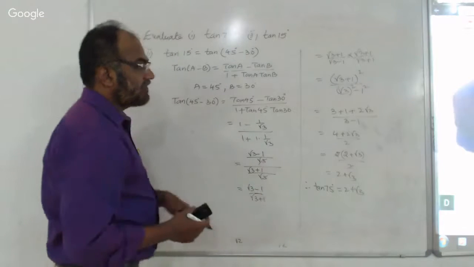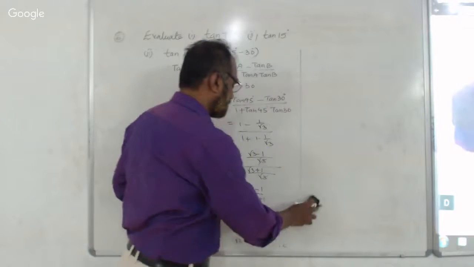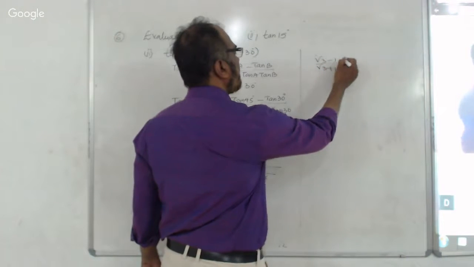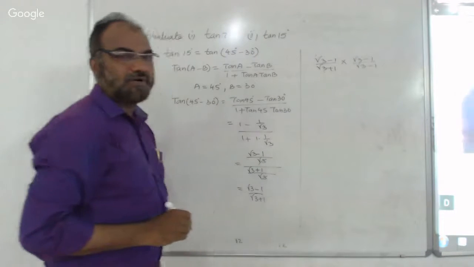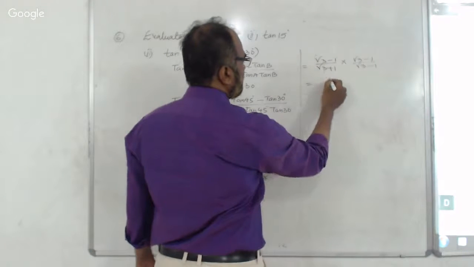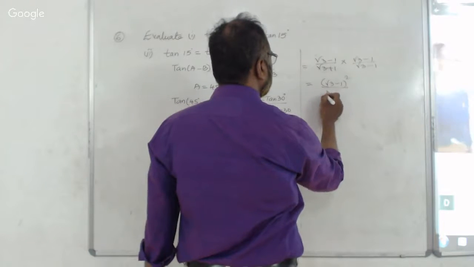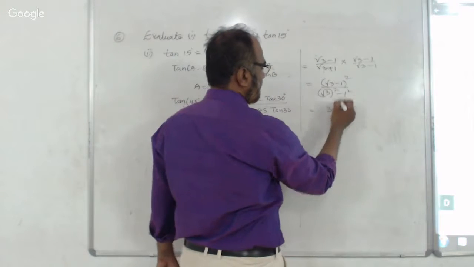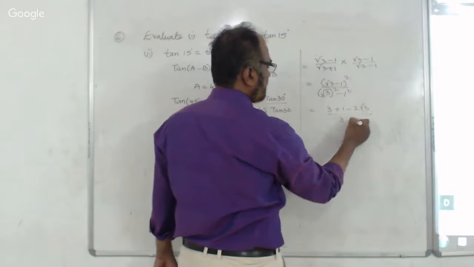Again you multiply and divide by root 3 minus 1. Root 3 minus 1 by root 3 plus 1, I multiply with root 3 minus 1 and divide by root 3 minus 1. The numerator is root 3 minus 1 into root 3 minus 1, which is root 3 minus 1 whole square. The denominator is a plus b into a minus b, root 3 whole square, a square minus b square. So the numerator is root 3 whole square, 3, plus b square, 1, minus 2ab, which is 2 root 3. The denominator is 3 minus 1.